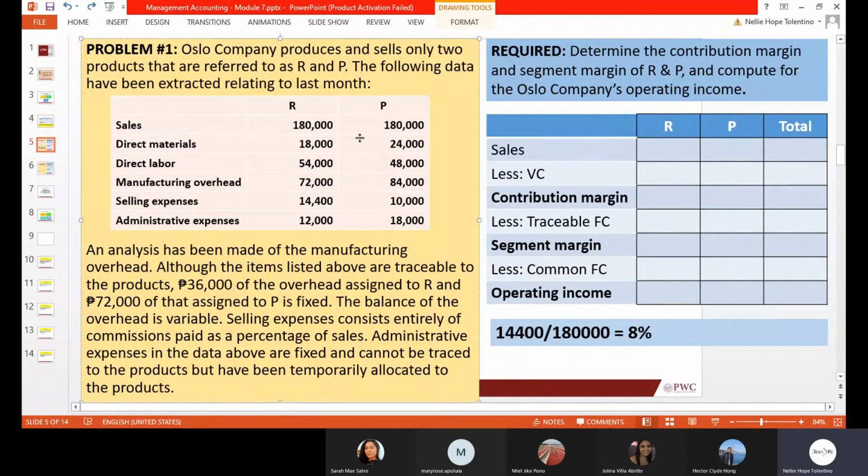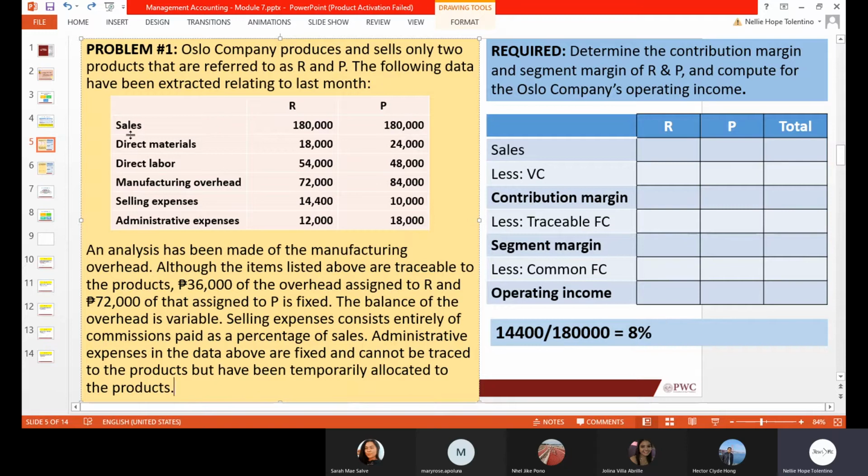But why was it separated? Why was it placed here under R? There's an explanation, actually: it is only temporarily allocated to the products. Maybe this is just how the clerk prepared it. The clerk already allocated it. I don't know how he allocated it or what his criteria were, why he gave 12,000 to R and 18,000 to P. But because of this further statement, we know that the administrative expenses are common fixed costs. So this will change later.